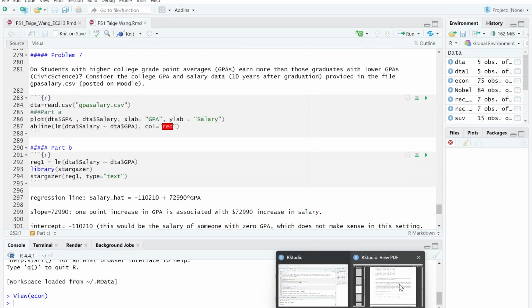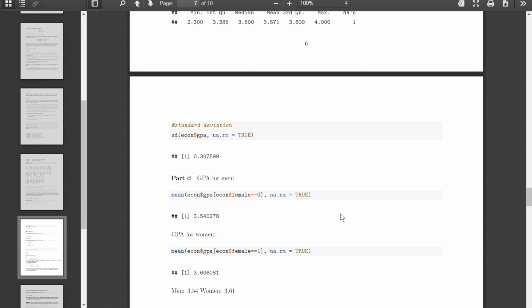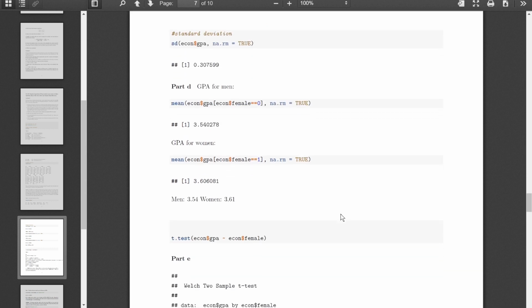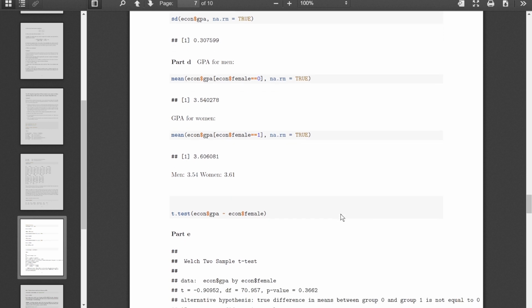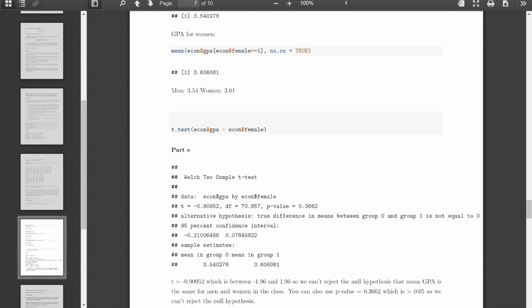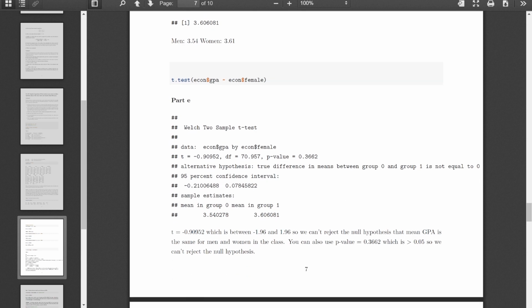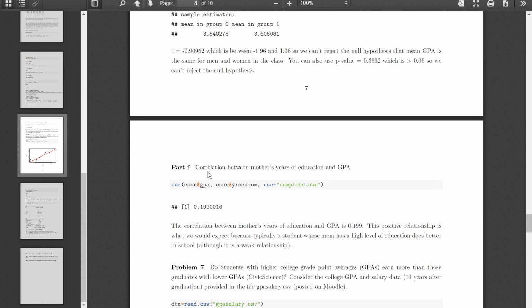If your code can run, it will successfully export this PDF for you. But you have to make sure you can run your code. T-test. Check the correlation.